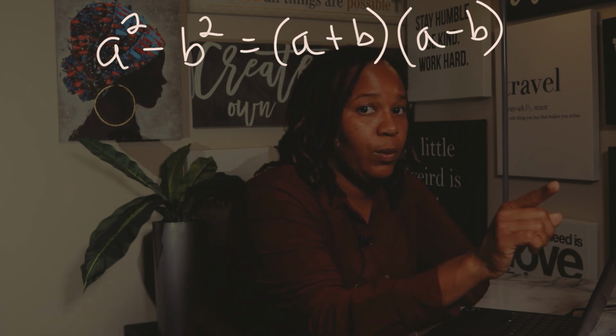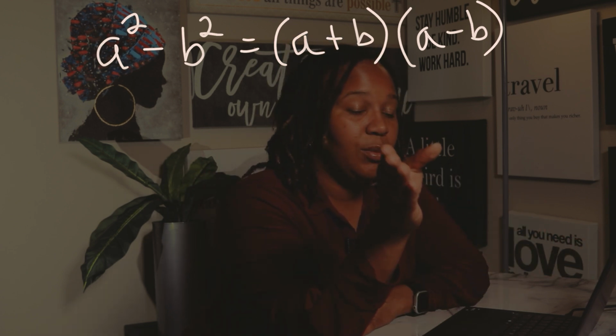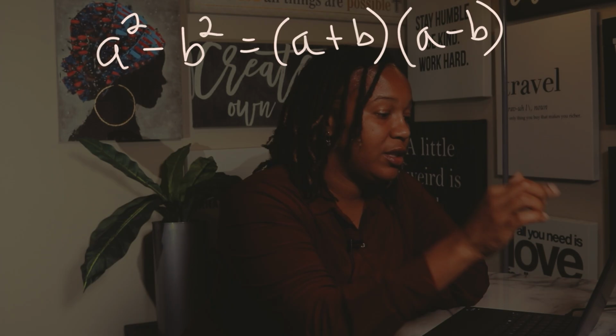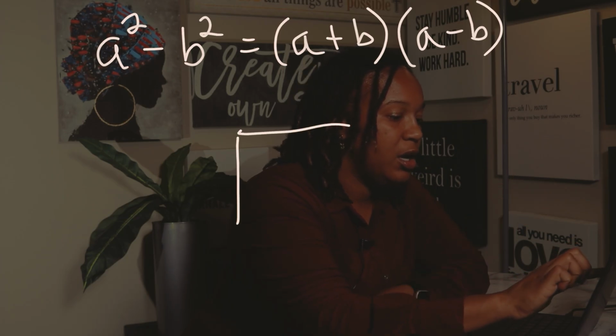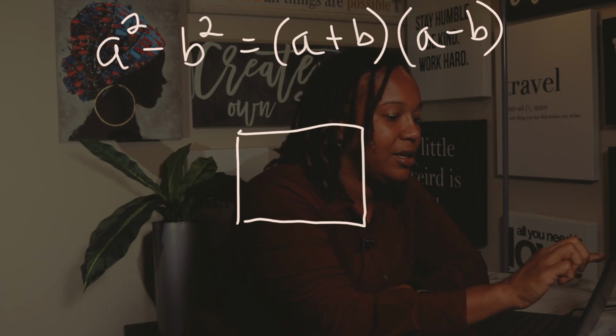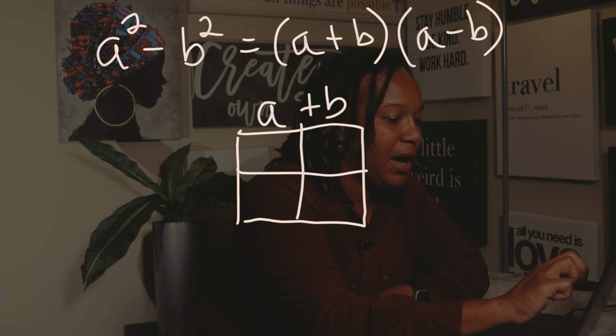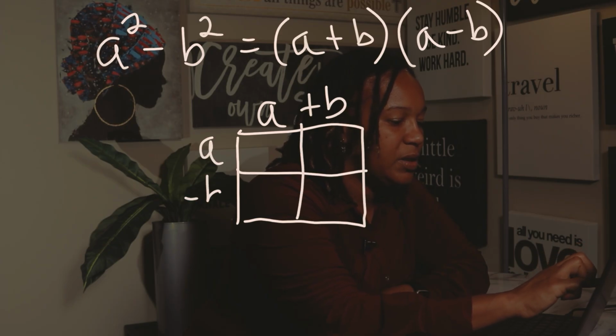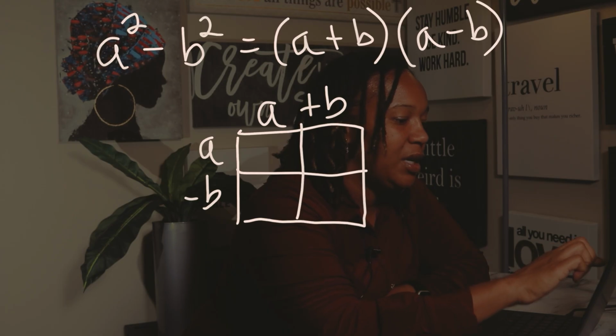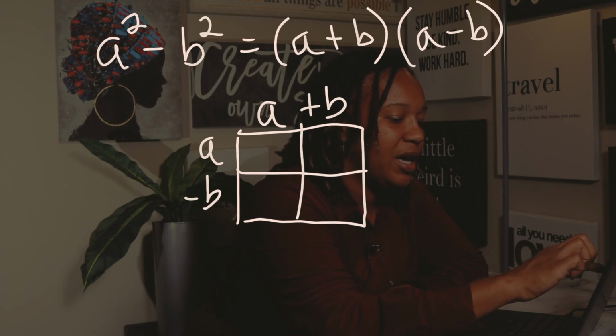And let me show you why that will work. Factoring is the opposite of multiplication. So if you want to check your factors, you just multiply to check it. I'm going to multiply the right side, the a plus b times the a minus b, using the box method. I'm going to put a plus b along the top, a minus b along the side, and multiply what's on the side and what's on top.